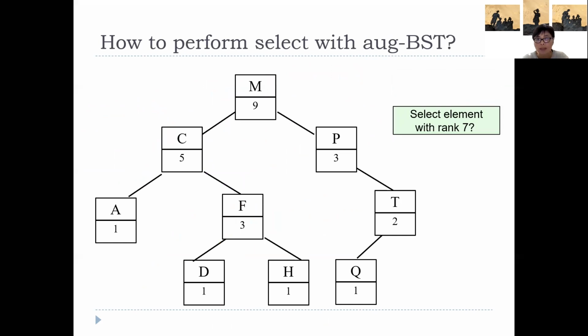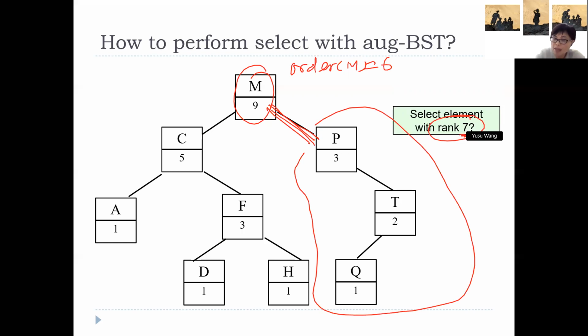Okay, so if I need to quickly look for the element with rank 7, I do the same. I'm here, I know that the order of M is 6, and I'm looking for rank 7. That means that I need to go to the right. However, in the right subtree, I'm looking for the 7th smallest number in the entire tree, but if I go to the right, I only have part of the array. The rank I'm looking for now is really 7 minus the order of M, because these are all the elements smaller than me that I already threw out.